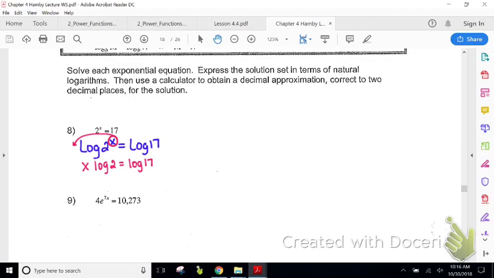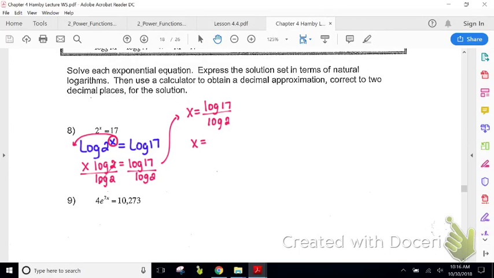And if I want to solve for x, what's going on? What mathematical operation is going on between x and log 2? So if I want to get rid of the log 2, how? What would I do? Divide. And what are we trying to get rid of? Log 2. And so we have there x equals log 17 divided by log of 2. And it told us we could use our calculator and to round it to 2 decimal places, correct?